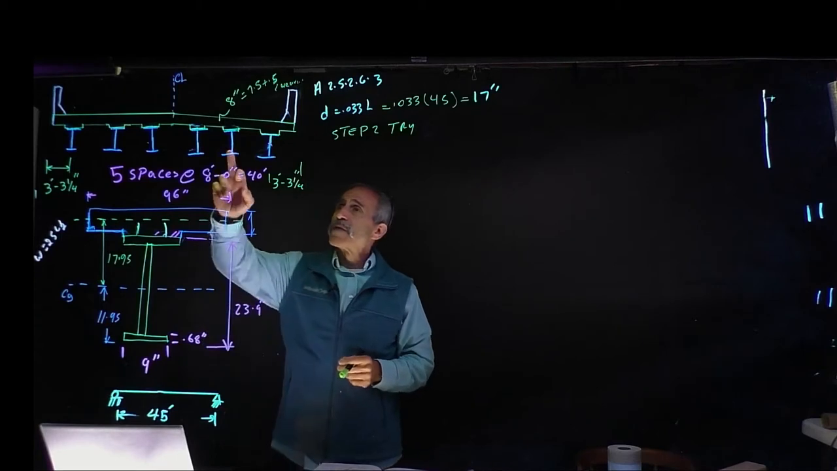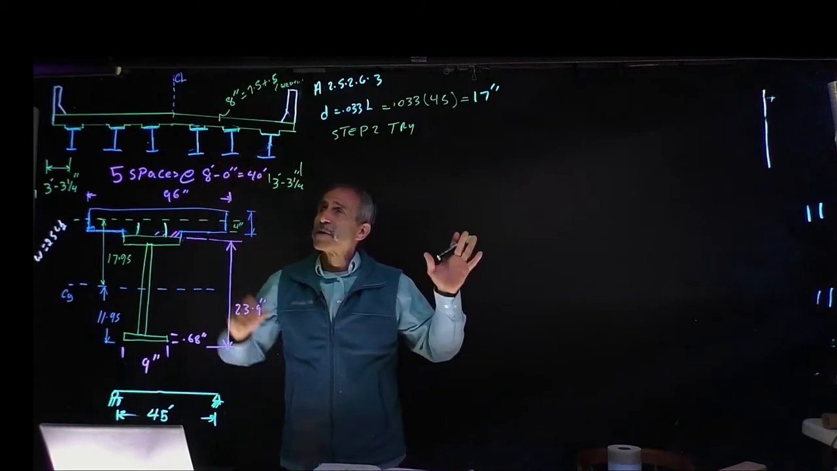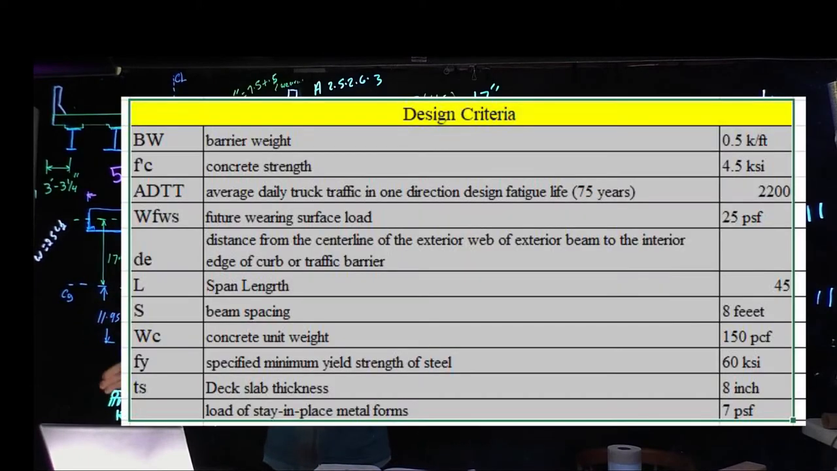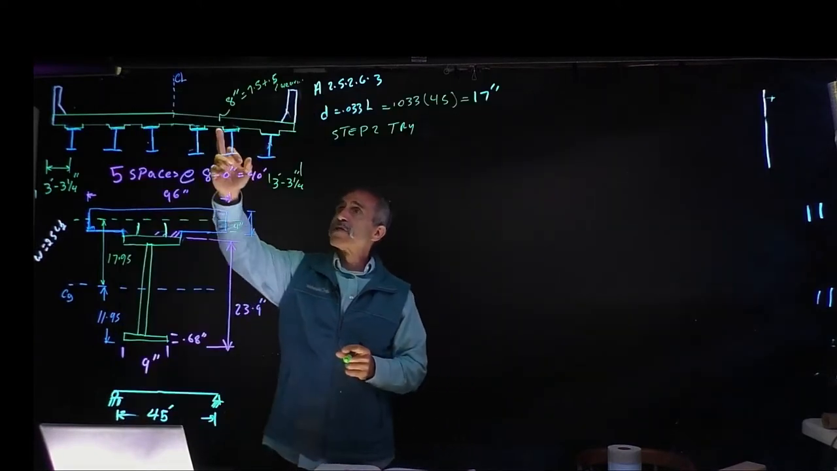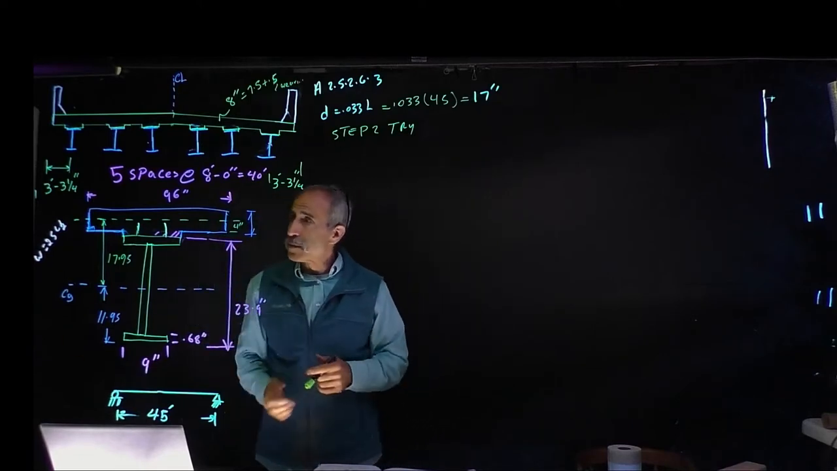So we're going to design one of these interior girders, and first we're going to look at the design criteria. I have some of the information on a board. The span is about 45 feet. We have 6 girders, and the spacing is going to be 8 feet between them, and we're going to have an 8-inch concrete deck. Let's move to step number 2.